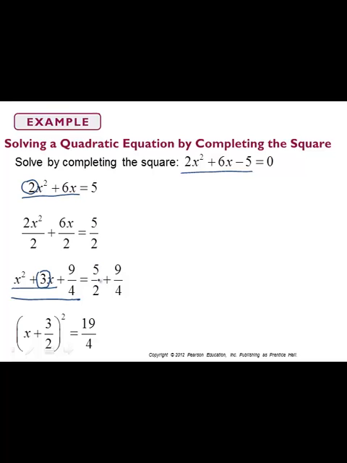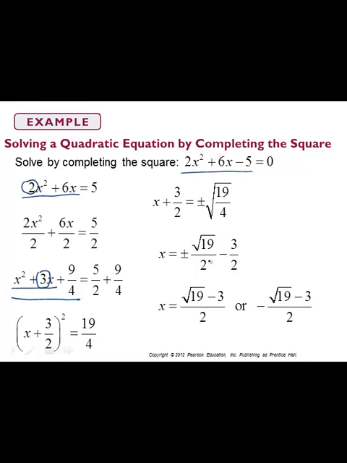And on the right, 5 halves plus 9 fourths. You could write then 5 halves as 10 fourths plus 9 fourths is 19 fourths. And now then you can just say that x plus 3 halves is equal to plus or minus the square root of 19 fourths. Or in other words, plus or minus square root of 19 over 2. And then you could subtract the 3 halves from both sides, so you get x is equal to plus or minus square root of 19 over 2 minus 3 halves.